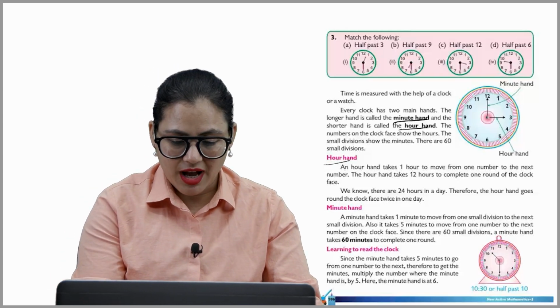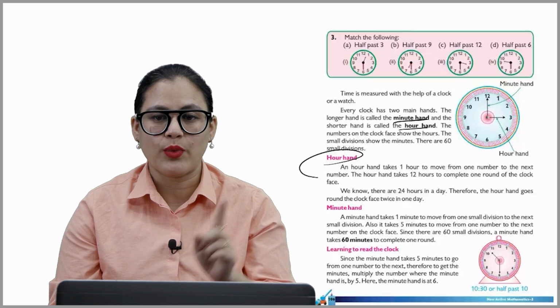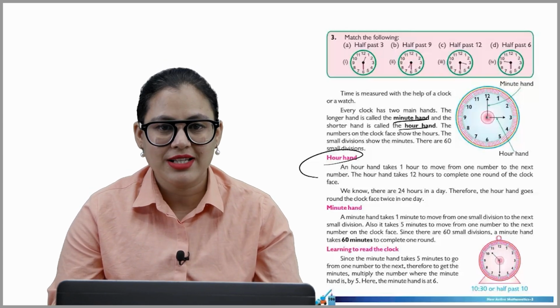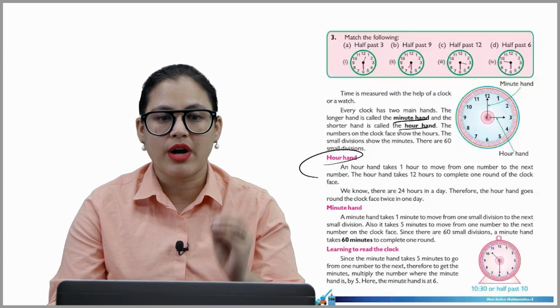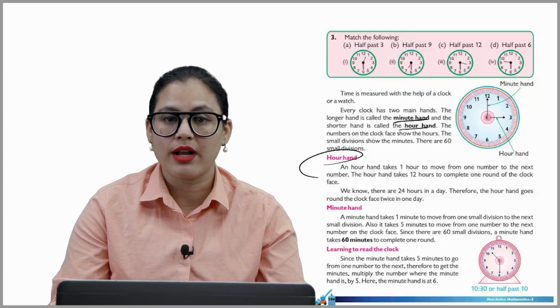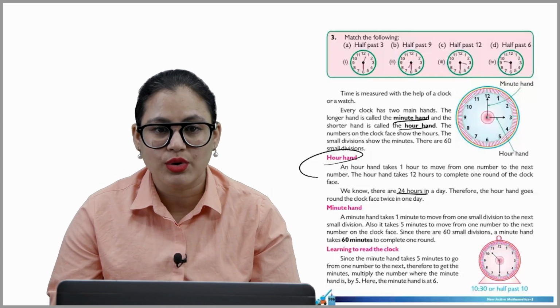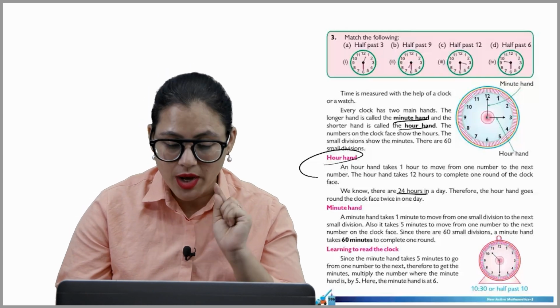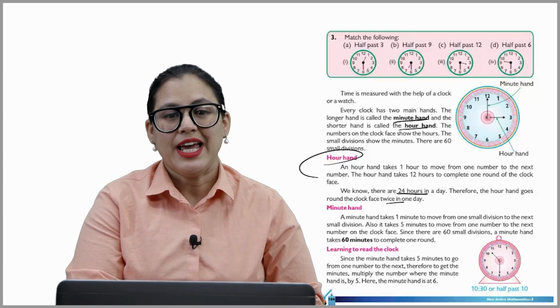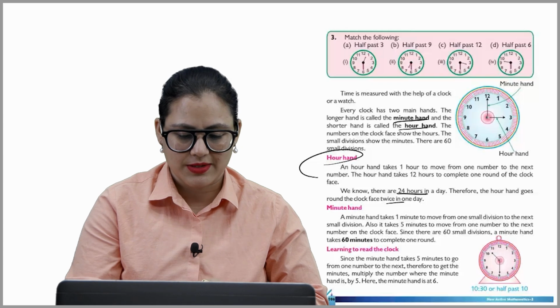Hour hand. An hour hand takes 1 hour to move from one number to the next number. The hour hand takes 12 hours to complete one round of the clock face. We know there are 24 hours in a day, right? Therefore, the hour hand goes around the clock face twice in one day. Remember that, okay.